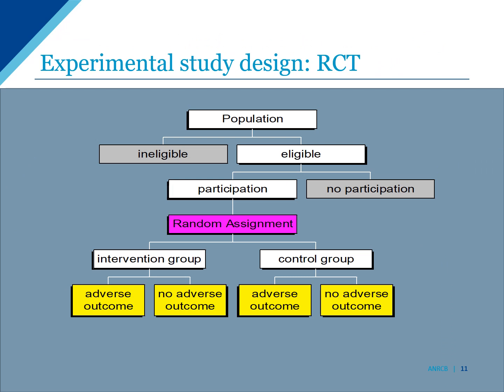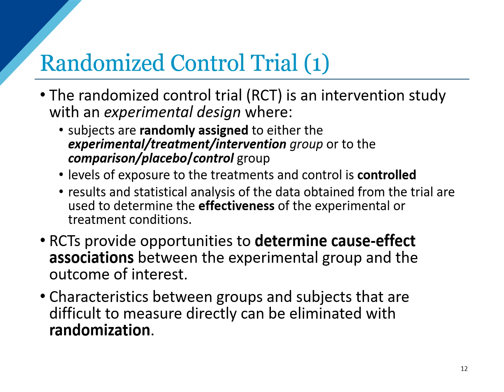And here again is another representation of the study design, showing how the eligible participants are randomized into intervention and control groups and then followed to detect adverse outcomes. The randomized control trial is an intervention trial in which subjects are randomized to receive the treatment or intervention or are randomized into a control or placebo group. The levels of exposure to the treatment and control are controlled. The purpose of these studies is to show that any difference in groups are due to the intervention or treatment.